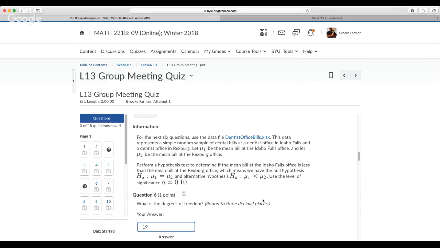Which one are we doing first? Dentist, right? No, we're doing the freshman. Wait, the dentist office bills. Yeah, that's the first one. Is that what we're doing? Yeah. For the degrees of freedom, I got 27.996. Let me make sure I pulled everything over. I'm getting 37.996, because you have to put it under the 2 sample t-test, so it's not the paired sample one. Yeah, I'm also getting 37.996.